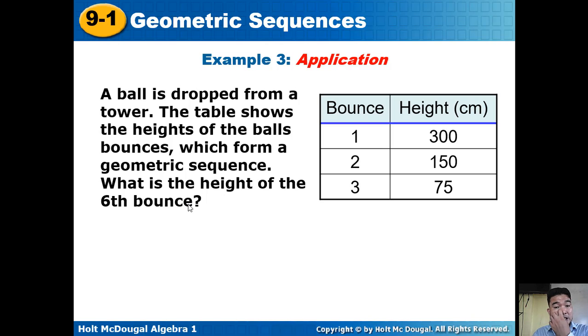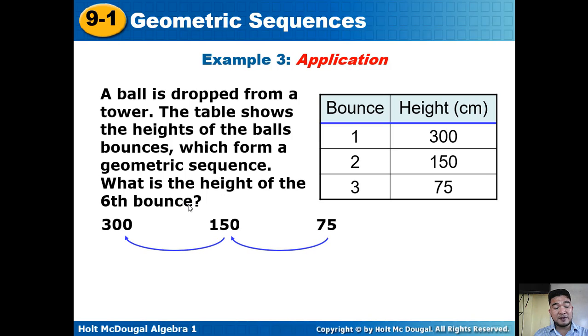So here is an example, application. A ball is dropped from a tower. The table shows the heights of the ball's bounces, which form a geometric sequence. What is the height of the sixth bounce? Di ba pagka meron tayong bola, pinatalbog mo yan, sa unang talbog, yun yung pinakamataas niyang mali-reach. So sa first bounce niya, 300 yung na-reach niya. Sa second, pangalawang talbog, 150, and then sa pangatlong bounce niya, 75. Ang itinatanong sa atin ay yung pang-sixth bounce.